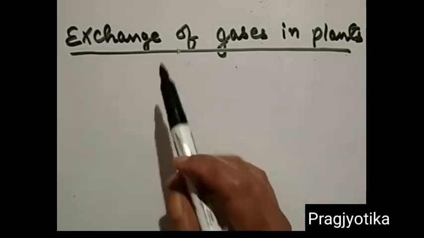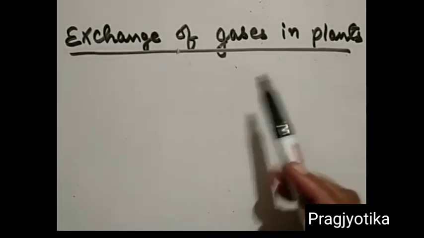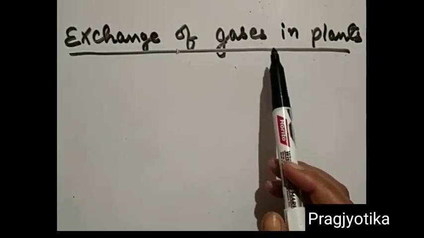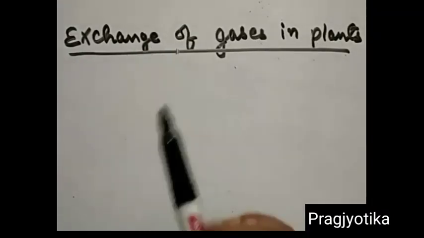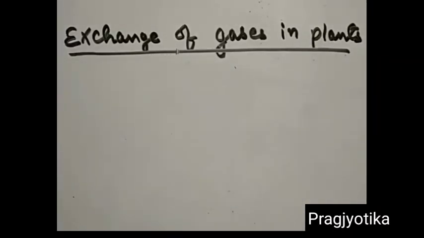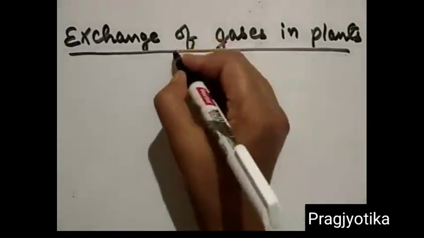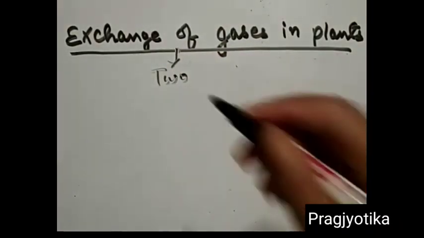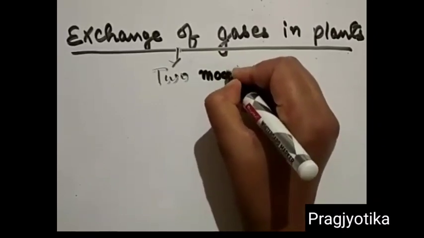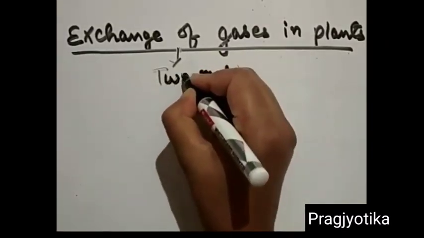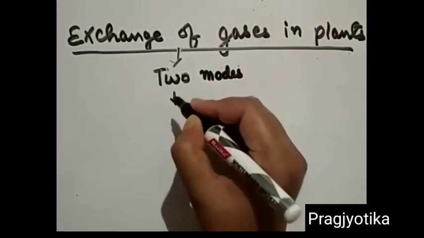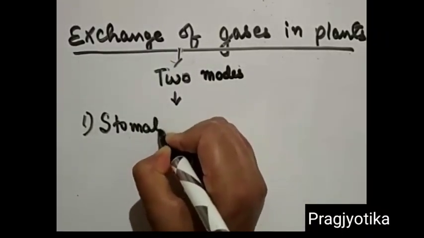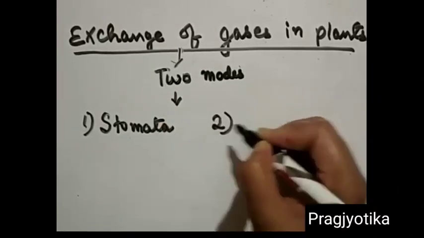Now our next topic is exchange of gases in plants, and here gases represent oxygen and carbon dioxide. There are two modes for exchange of gases in plants, and these two modes are number 1, stomata, and number 2, lenticels.